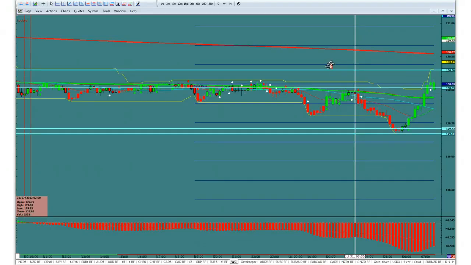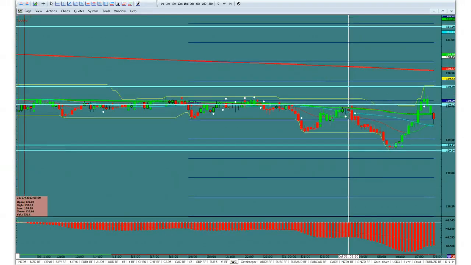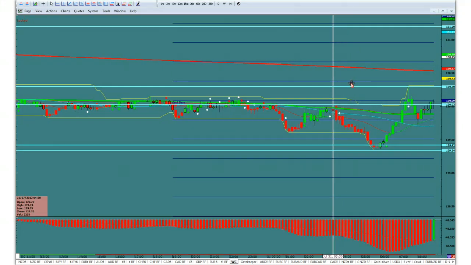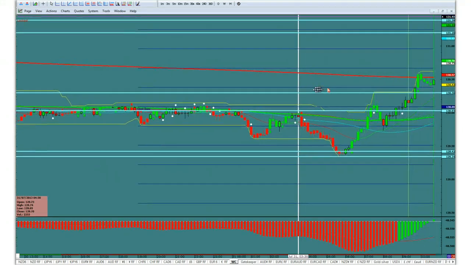So we get a pullback. That's what I need. Give me that, because that target's gone and that target's gone. My next target is up here. Wow, that's going to be a big move. I already know that ahead of time. See that? Once it goes, it's going to just start going.